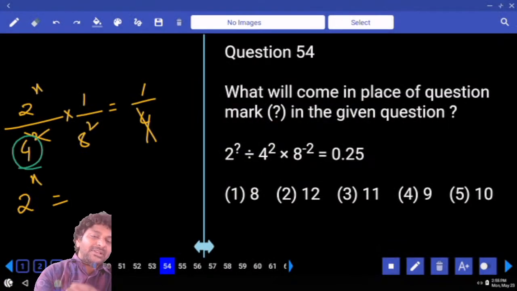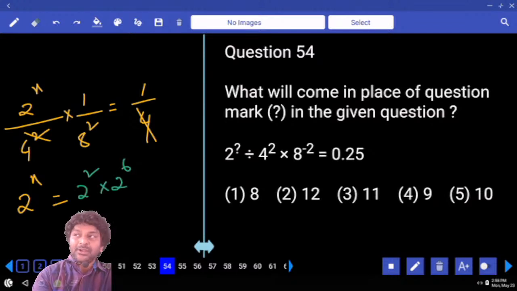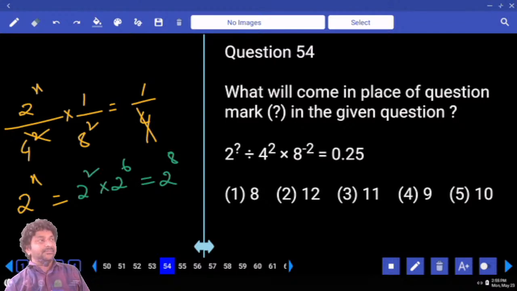Okay now. How much is this? 2 square goes to right hand side. How much is this? 2 cube to the power of 2. That is 2 power 6. Then 2 square into 2 power 6, 2 power 8. X is equal to 8.